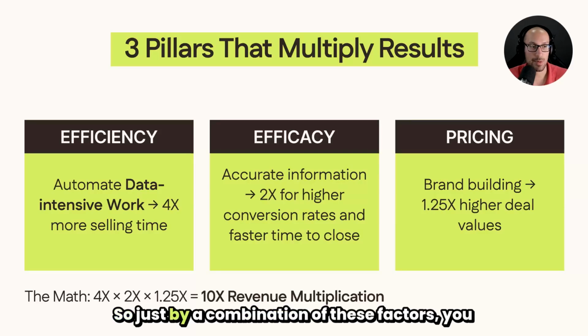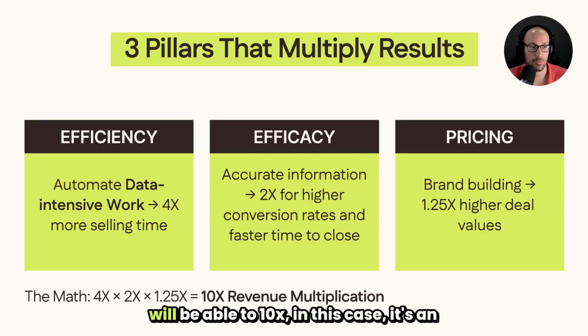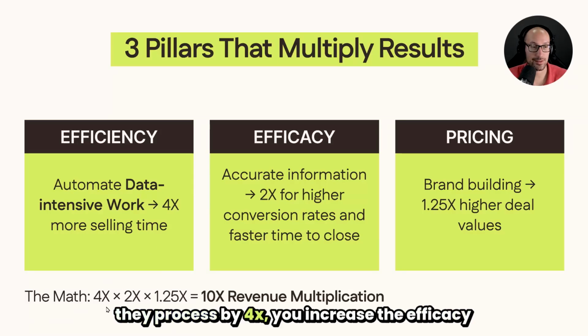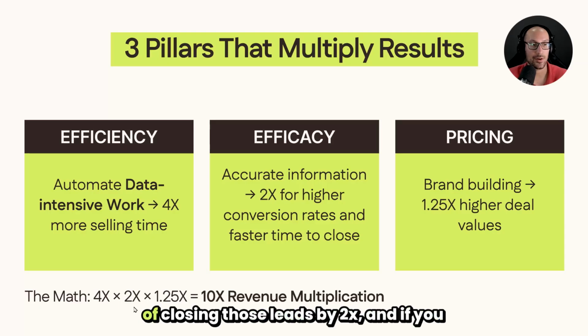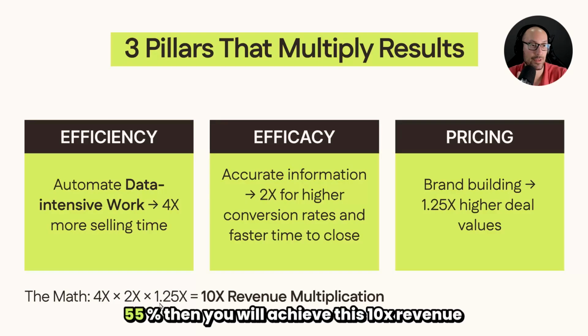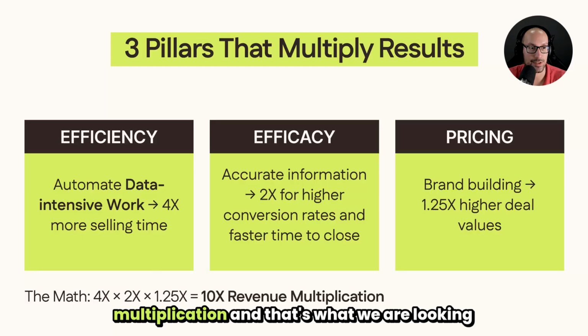So just by a combination of these factors, you will be able to 10x. In this case, it's an example. You increase the amount of leads that they process by 4x. You increase the efficacy of closing those leads by 2x. And if you increase the pricing by 55%, then you'll achieve this 10x revenue multiplication. And that's what we are looking for.